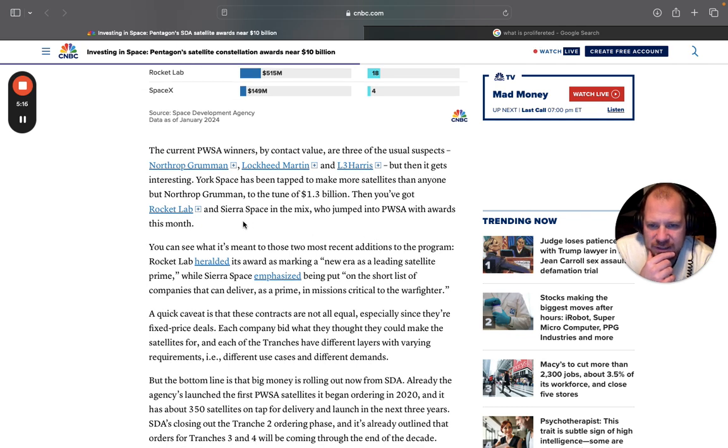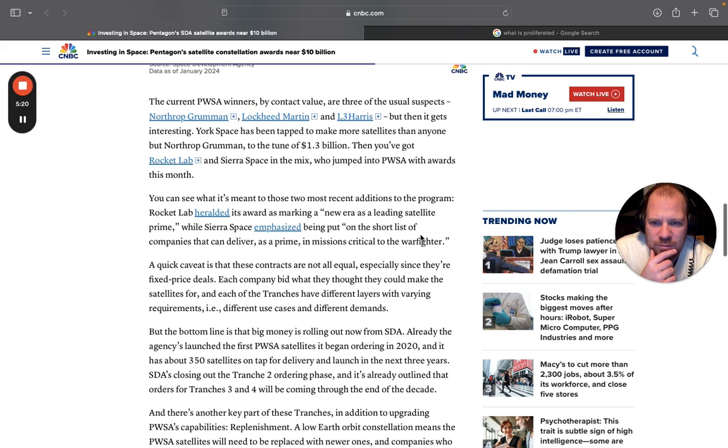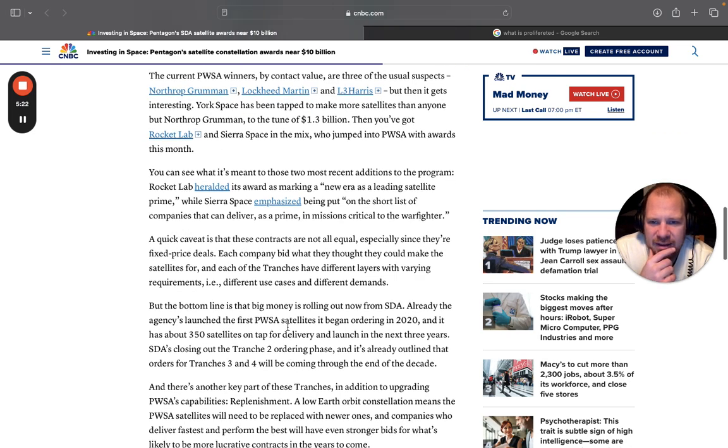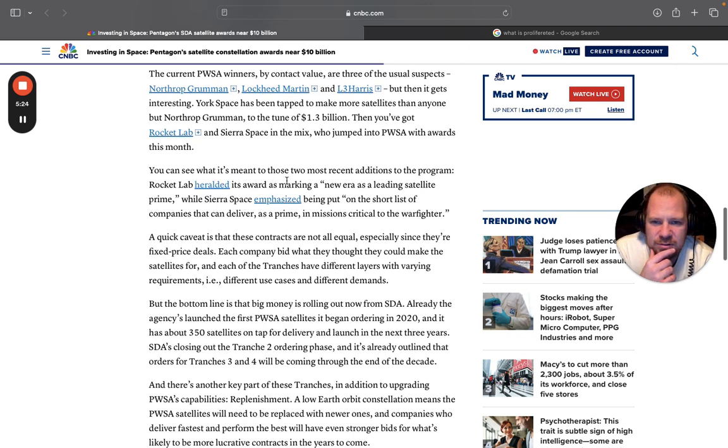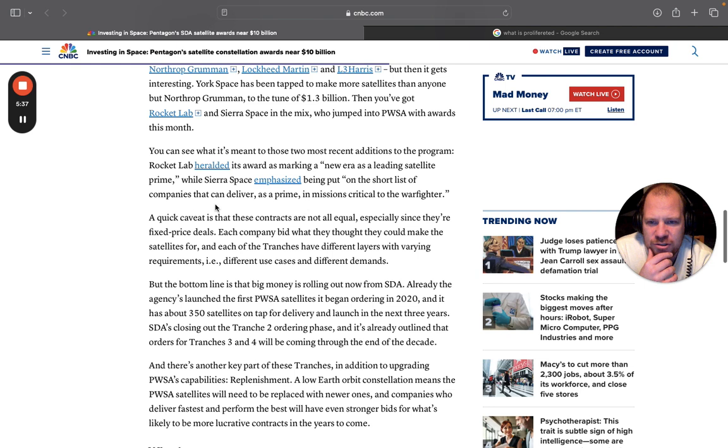Then you've got Rocket Lab and Sierra Space in the mix, who jumped into the PWSA with awards this month. You can see what it's meant to those two most recent additions to the program. Rocket Lab heralded its award as marking a new era as a leading satellite prime, while Sierra Space emphasized being put on the short list of companies that can deliver as prime in missions critical to the warfighter.